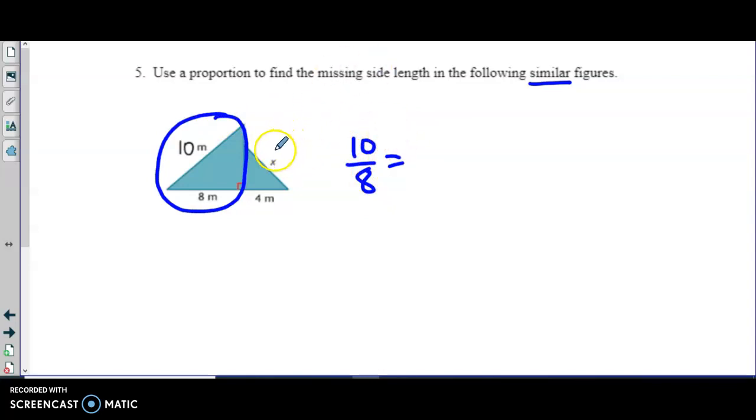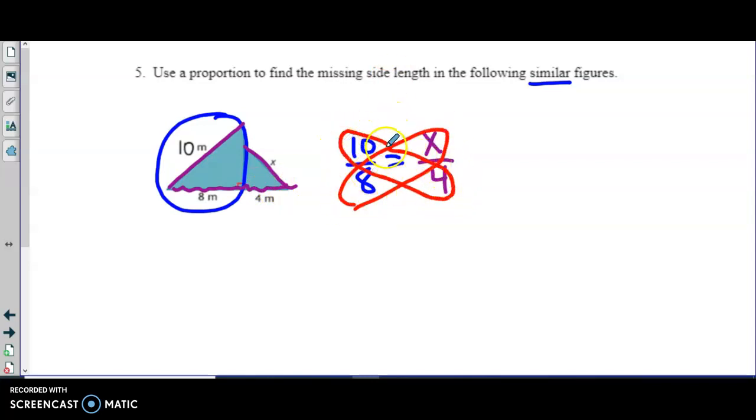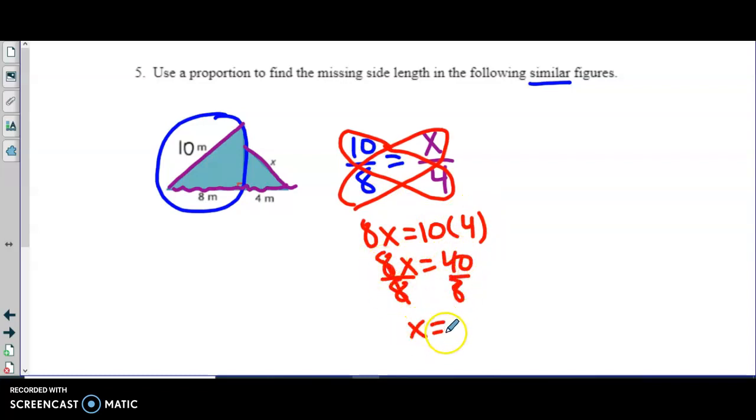Now, when I set up my second fraction, I just have to make sure that they go together. So since 10 was the hypotenuse or the diagonal side, I need to make sure that x goes on top of my second fraction. And then since 8 was the horizontal line, I need to make sure that 4, which is the horizontal line, goes on the bottom. And then we can cross multiply to solve for x. So I'm going to get 8 times x equals 10 times 4. So 8 times x equals 40. Divide by 8. And x equals 5.